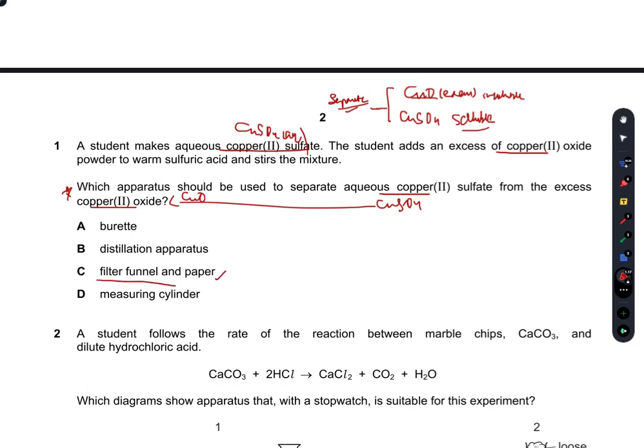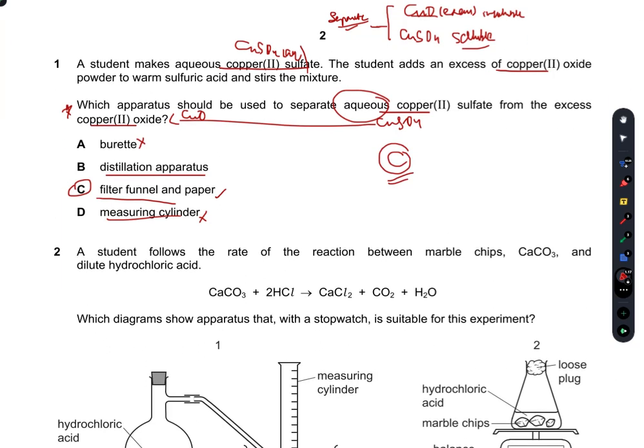A burette would not help us separate aqueous copper sulfate from the solution. A measuring cylinder will only help us to measure the total volume of the reaction mixture, and the distillation apparatus is also not feasible to be used. So I would go with C. The filter funnel and paper are the best choice. So C is your right answer.